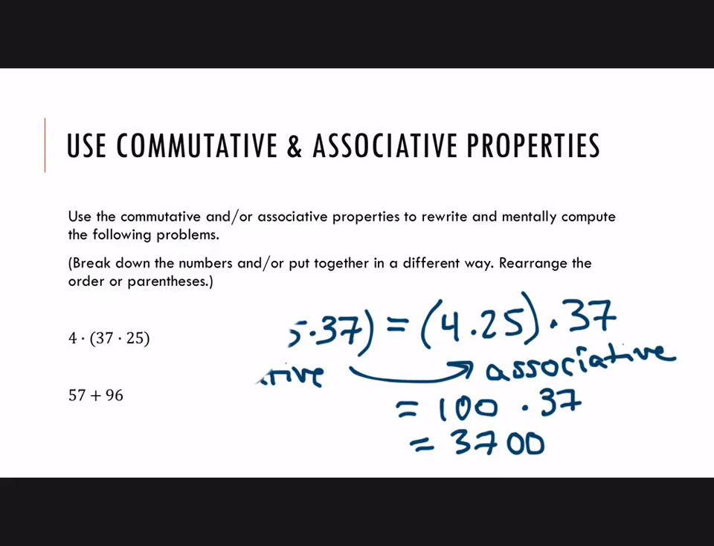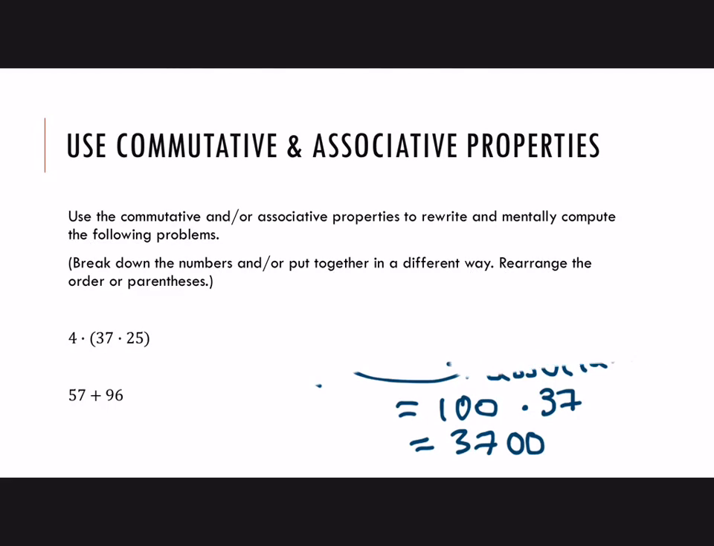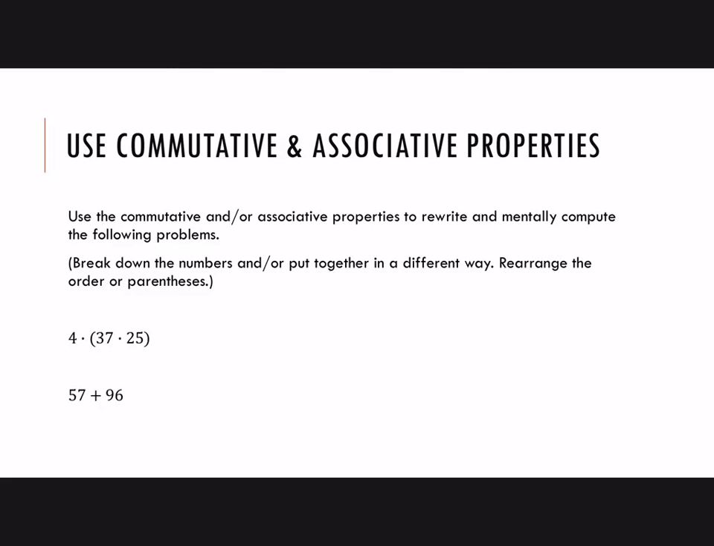All right, how about the second one, 57 plus 96? Well, it doesn't really seem that it would be helpful to switch the order of these numbers, and it also doesn't seem like I can even use the associative property because I don't have 3 numbers in order to be able to regroup. All right, but here's a second option for what I can do. I can break down the numbers and put them back together in a different way, and I can rearrange the order or parentheses as needed.